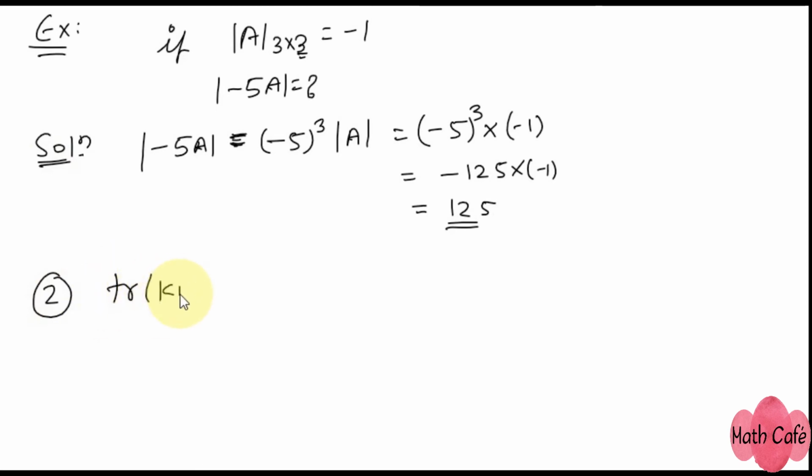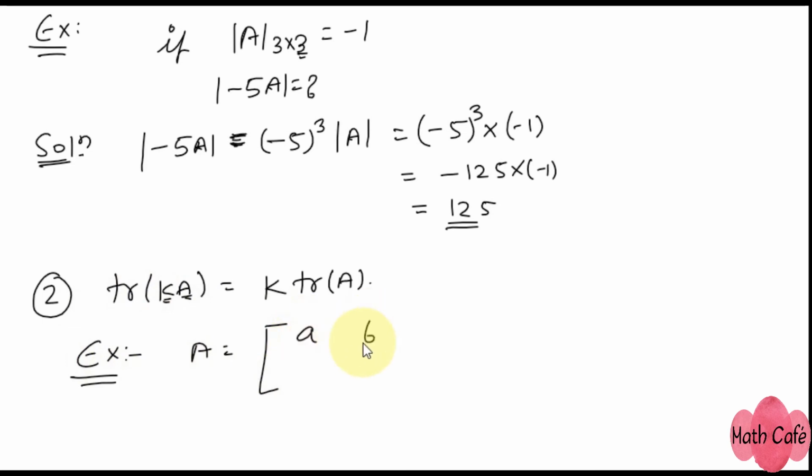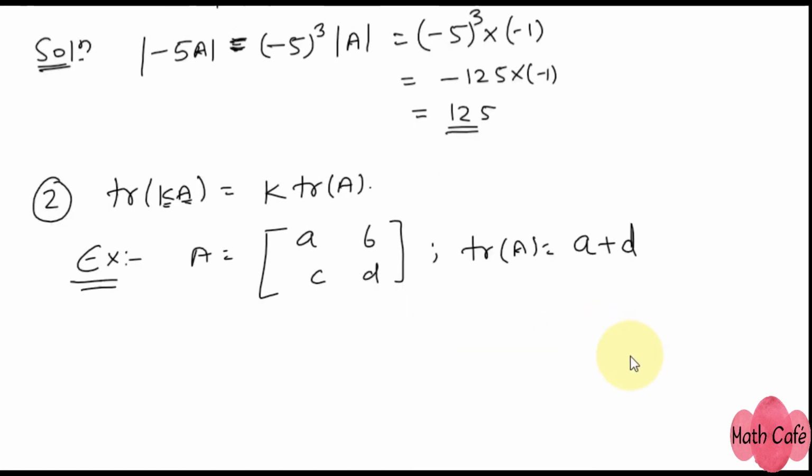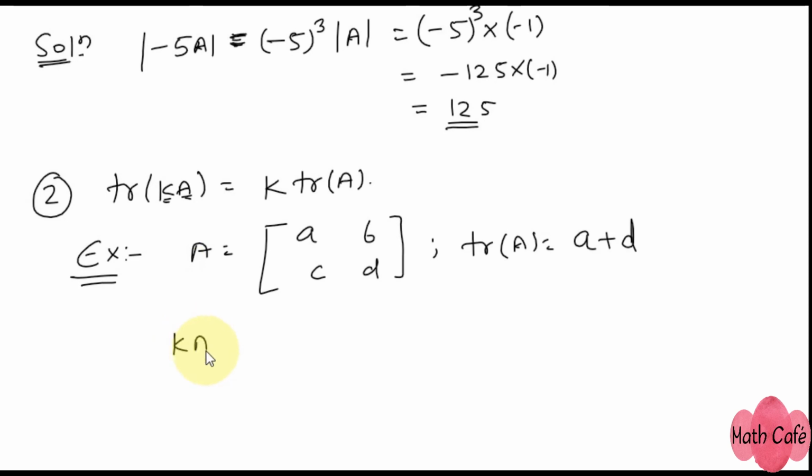Let's move to property number 2. Trace of kA. Alright, if any matrix A is multiplied by scalar quantity k, then trace of kA will become k times trace of A. Let's take an example here. If any matrix A is, let's say, a, b, c and d. So here trace of A is the sum of all the diagonal elements, that is a plus d.